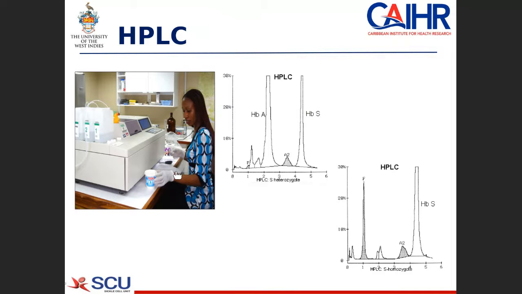HPLC is a newer method, it's a faster method, it's automated, and what you end up with is these graphs, or these charts, again with different hemoglobins identified. And that helps you to know what the hemoglobin makeup of an individual is.